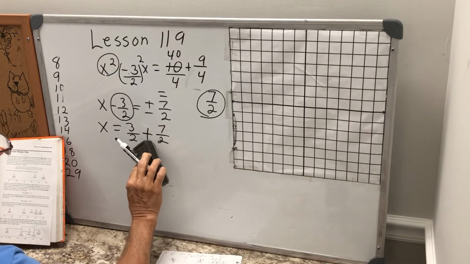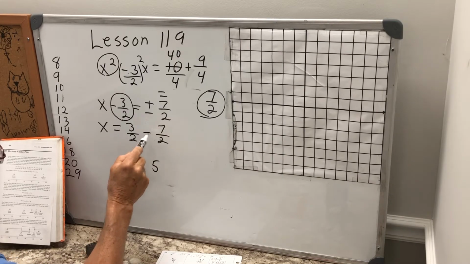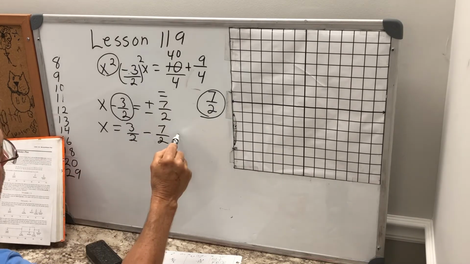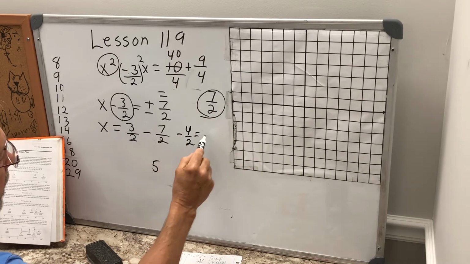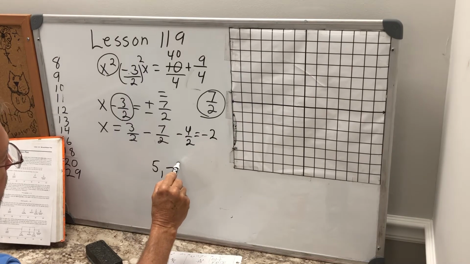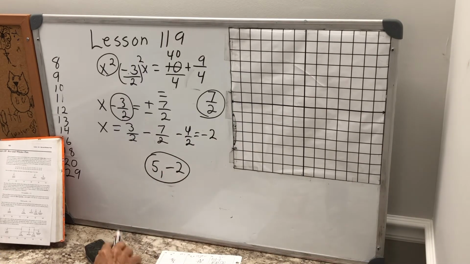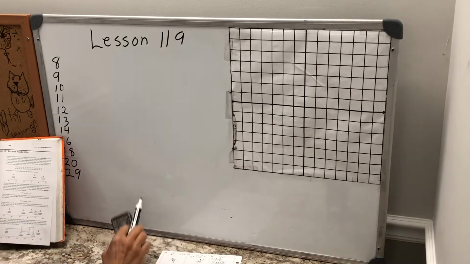Erase that. Now I'm going to put the negative sign. Now I've got a positive 3 over 2 and a negative 7 over 2. That is a negative 4 over 2. Simplified is a negative 2. So my answer is 5 and a negative 2. That went all the way to real simple whole numbers. That was number 12.